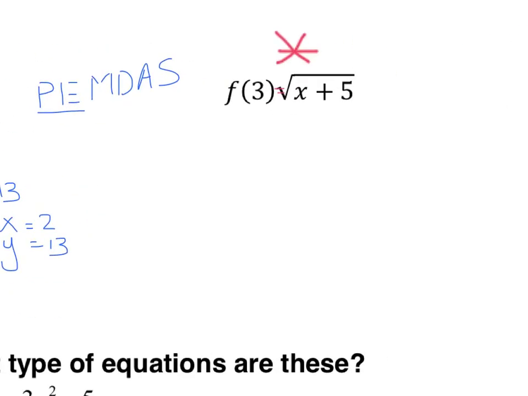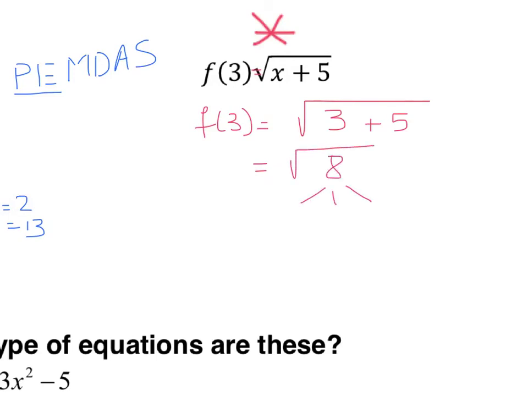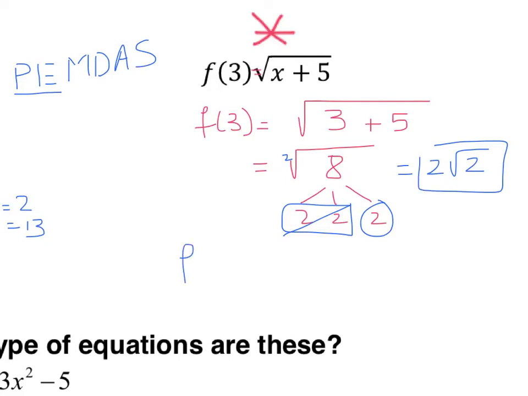Now let's move on to the other one. Now here, f of 3 means you copy everything as it is, and wherever x is, you would put a 3. So 3 plus 5 is an 8. Now 8 is 2 times 2 times 2. Now if you can simplify the radical, go ahead and do that. Every time there is no number, so the index is 2, it means anything in groups of 2 will leave the radical, and this will stay, so it would be 2 radical 2. It means f of 3 is equal to 2 radical 2.